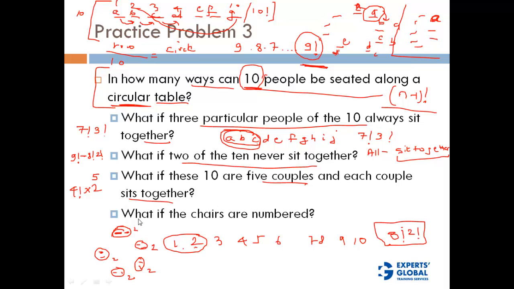What if the chairs are numbered? Pretty interesting. If the chairs are numbered, the problem will reduce down to making them sit in a row, in the sense that making them sit in numbered chairs.